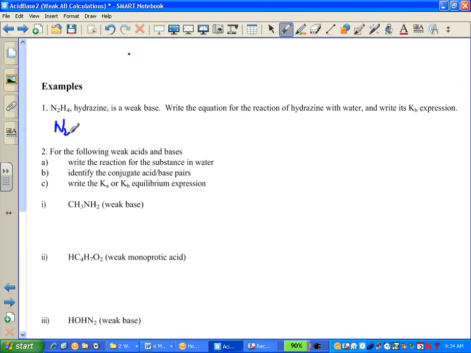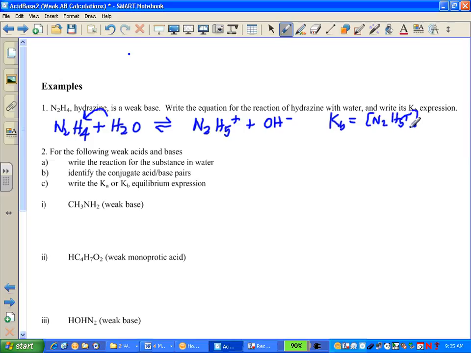So we've got N2H4 plus H2O. It's a weak solution, so it's going to be in equilibrium. The proton is going to be transferred from the water, so we are left with N2H5 plus and OH minus. And the corresponding Kb is the concentration of N2H5 plus times the concentration of OH minus over the concentration of N2H4.